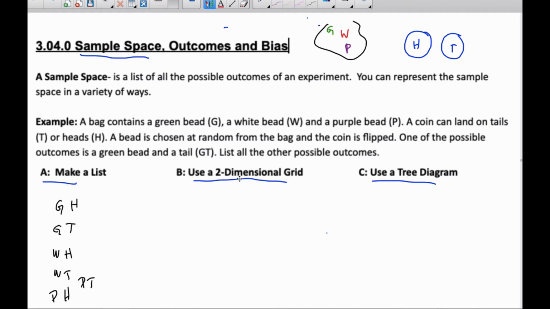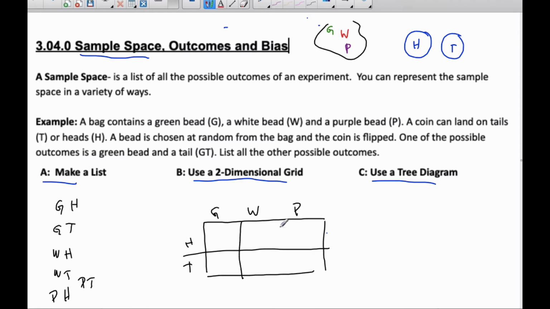The 2D grid is similar, except it is even more organized. So here I have three possible outcomes on one side, green, white, and purple. And over here I'm going to have my two possible outcomes, heads and tails. And so a grid looks like a box, and then I look and see the combinations here.